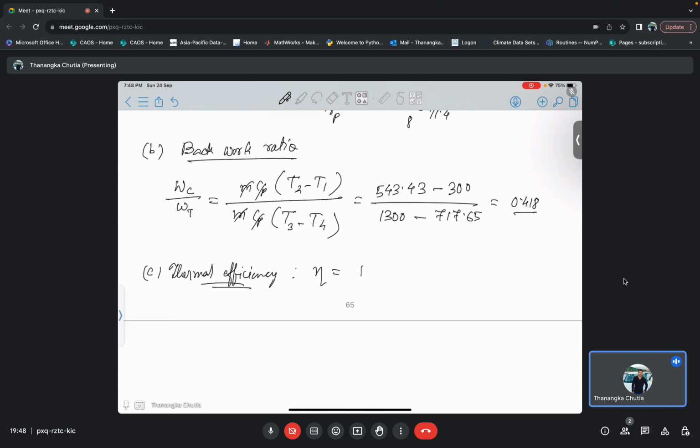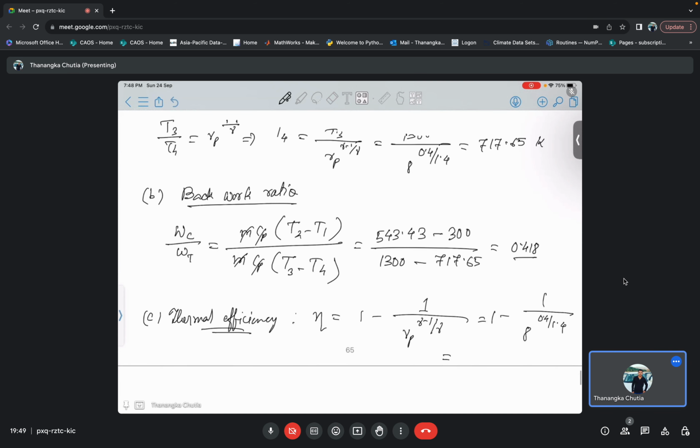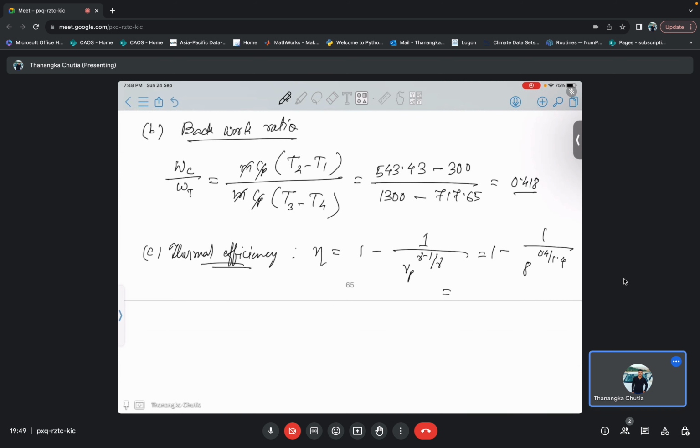Next is the thermal efficiency. Eta is equal to 1 minus 1 by Rp to the power gamma minus 1 divided by gamma. So that will be 1 minus 1 by 8 to the power 0.4 by 1.4, which is 44.79%.